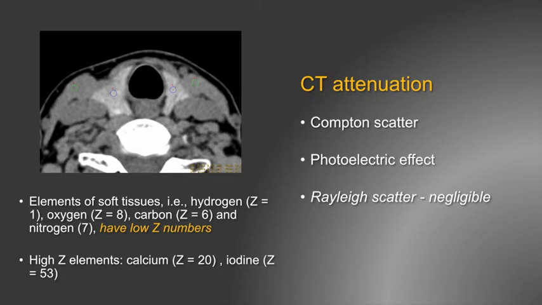To give you an example, elements of common soft tissues, such as hydrogen, oxygen, carbon, and nitrogen, have very low atomic numbers. It would not be realistic to try to discriminate tissues mainly composed of such low atomic number elements using DECT technology. Elements with high atomic numbers, on the other hand, have strong spectral properties that can be exploited to perform a number of different characterizations using DECT. Examples are calcium with an atomic number of 20 and iodine with an atomic number of 53.